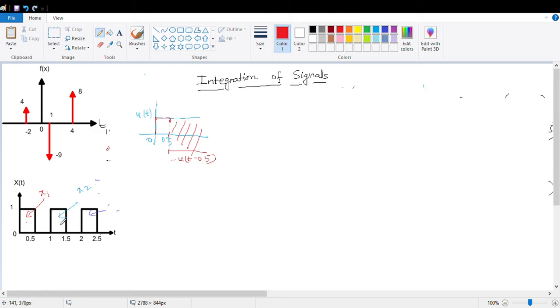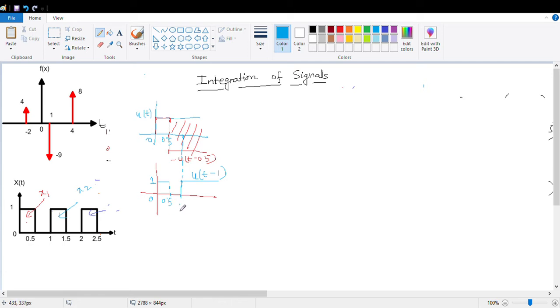Now what is happening in the second part? As both of them are cancelling out each other, from time equal to 1 there is no signal present at that particular time. So here we will get another u(t) in the system. So it will be u(t minus 1), having a magnitude of 1. Now here there is a block 0 to 0.5.